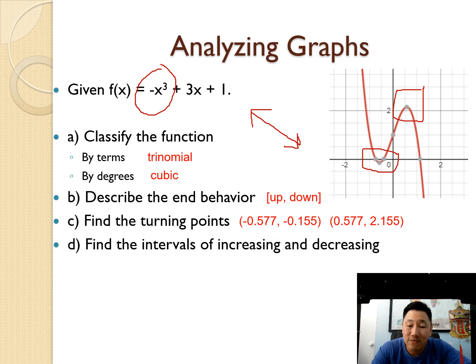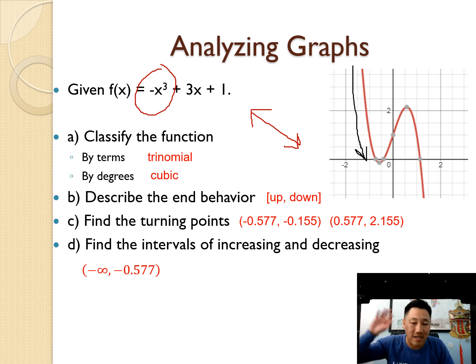You have to find the intervals of increasing and decreasing. Where is the graph increasing and where is it decreasing? All right, so if you look from here, it goes downward, reading from left to right. So that's decreasing. The way you write that is from negative infinity all the way to negative 0.577. It's actually this point right here, negative 0.577. All right, so that is decreasing.